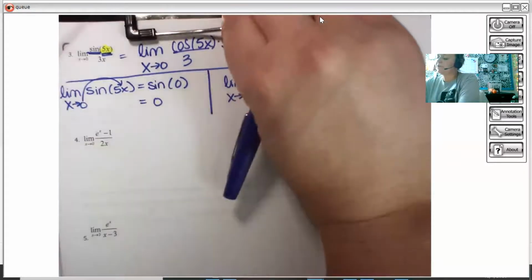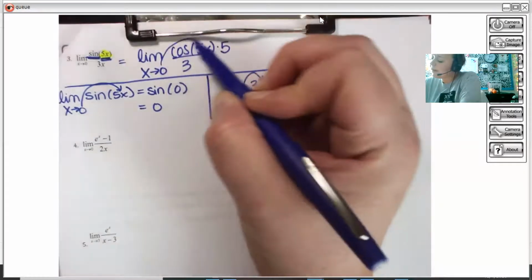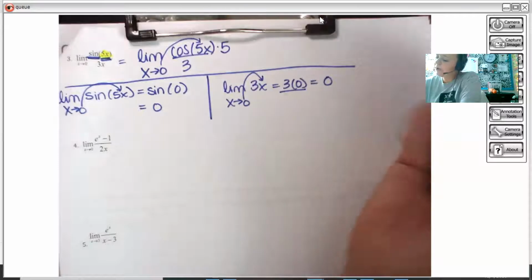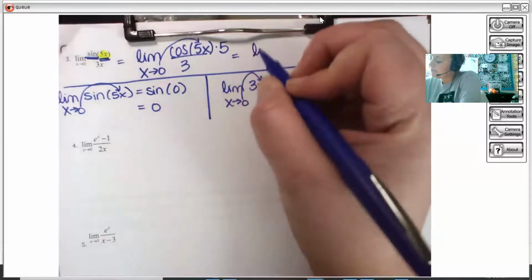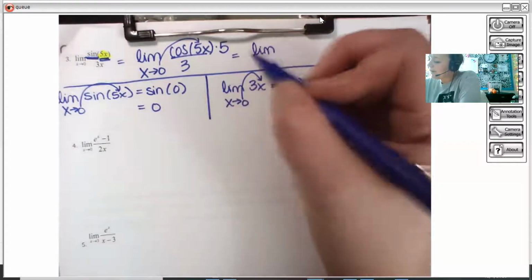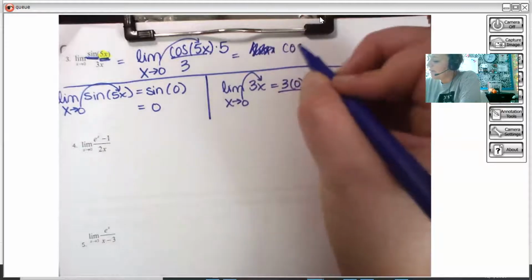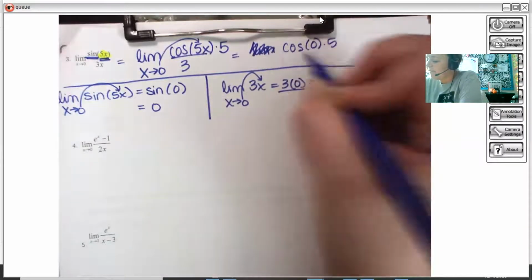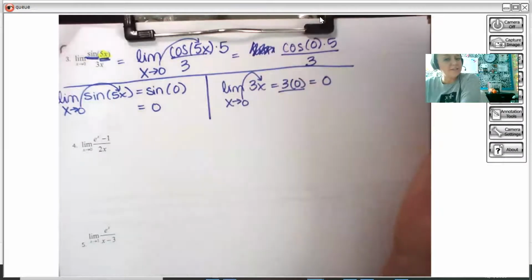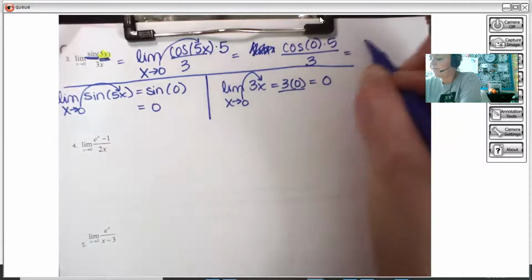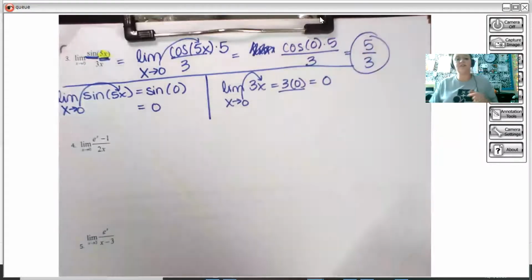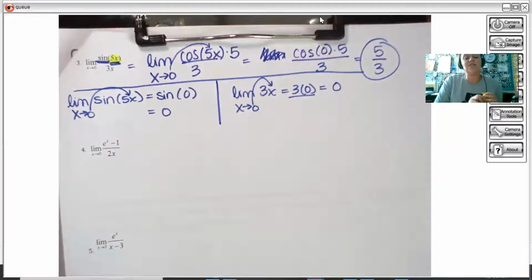So we're letting x approach 0. So I would plug that in right there. I'd have the cosine of 5 times 0, which is 0, times 5 over 3. Cosine of 0 is 1. 1 times 5 is 5. So 5/3 is the answer. So that means that even though my function is not continuous, I have a removable discontinuity, which means that I do in fact still have a limit. Okay, all right, next question.